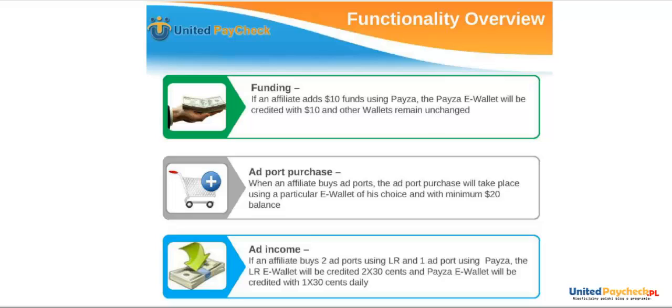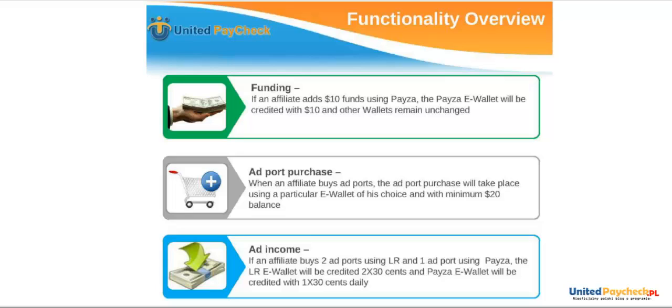I can explain a bit more later on. Now the third one is ad income. The income will be credited based on which ad port is generating that income. I'll repeat that again. The income would be credited based on which ad port is generating that income. For example, if LR is used to purchase the ad port, the 1.5% daily commission that you get would be credited to your LR e-wallet.